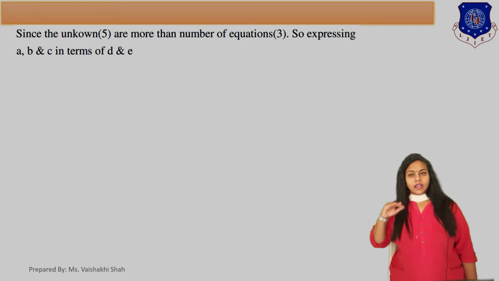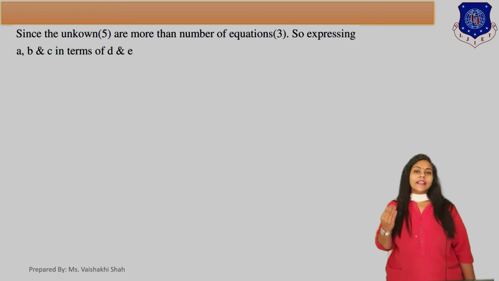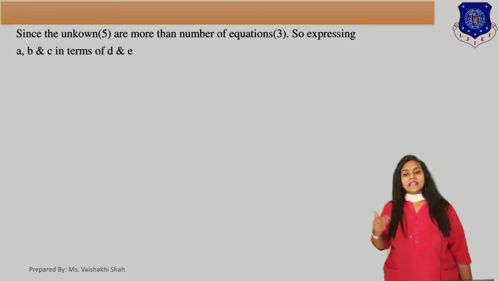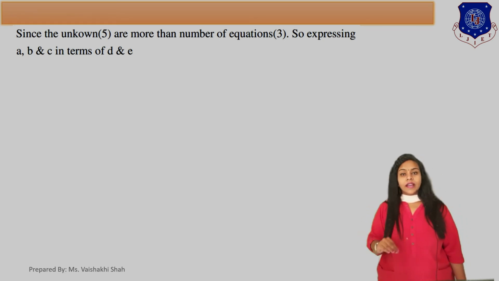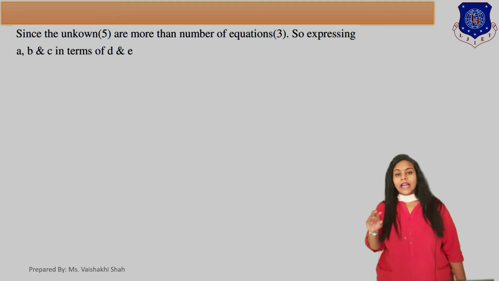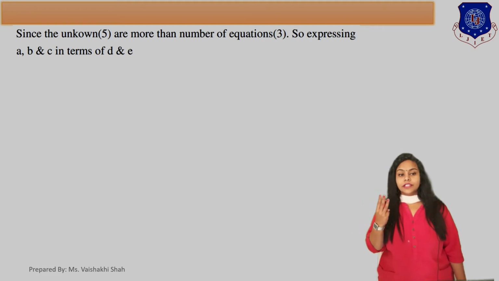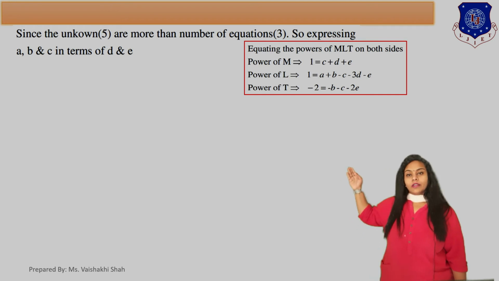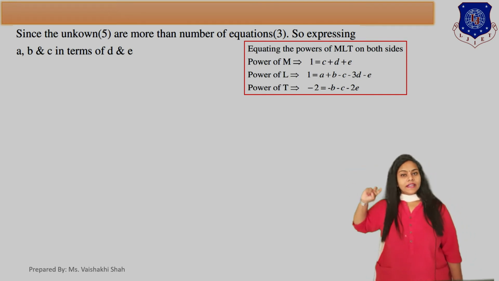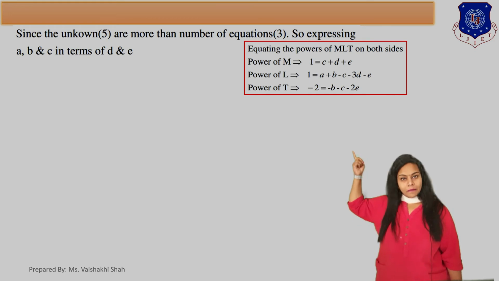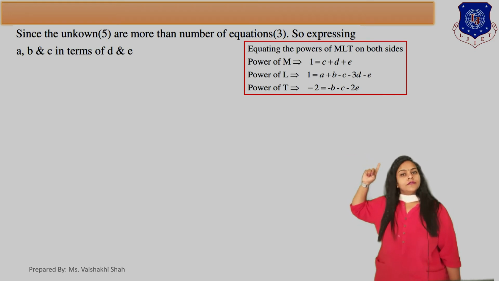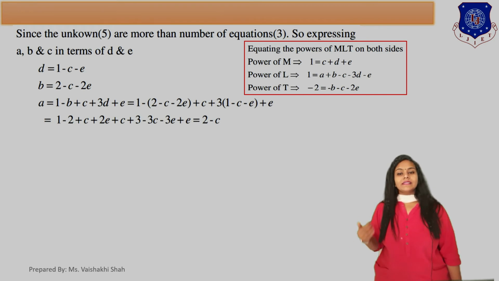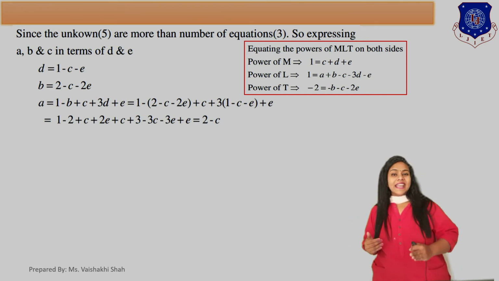So, now moving forward in our example, since we know that the unknowns are more than the equations, here there are 5 unknowns and we have only 3 equations. So we express A, B, C in terms of D and E. We already have these equations of MLT on both sides, power of M, power of L and power of T. Now we will replace A, B, C in the form of D and E.